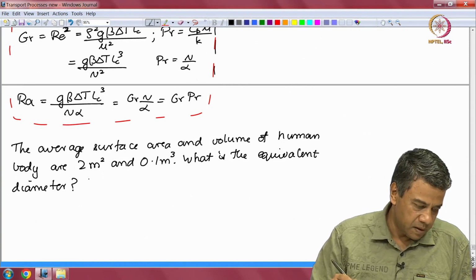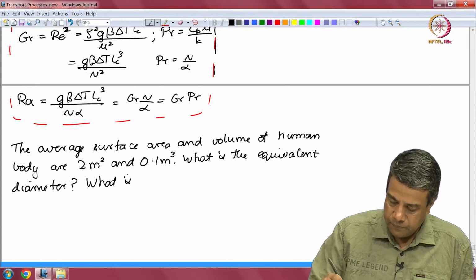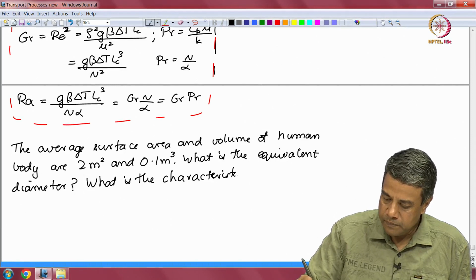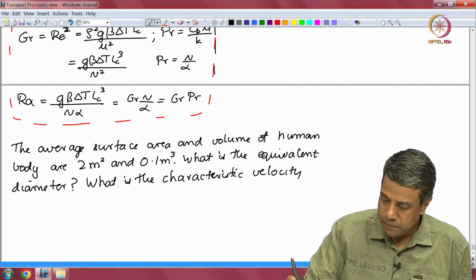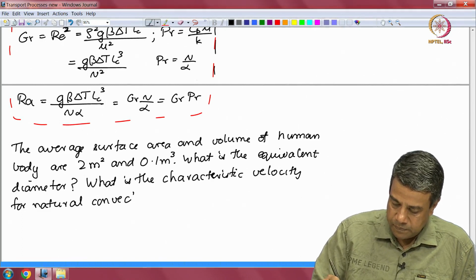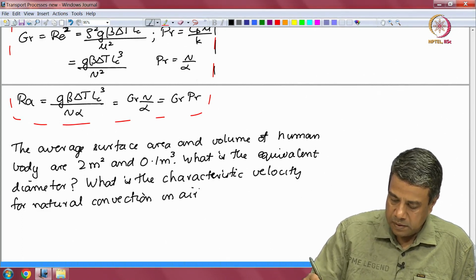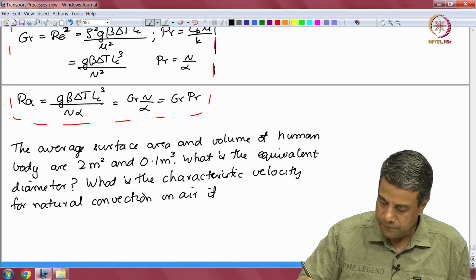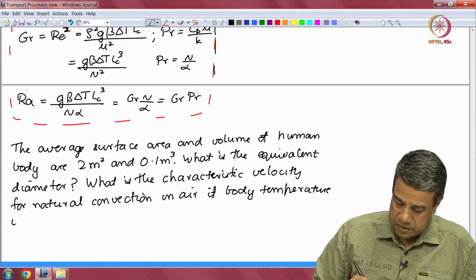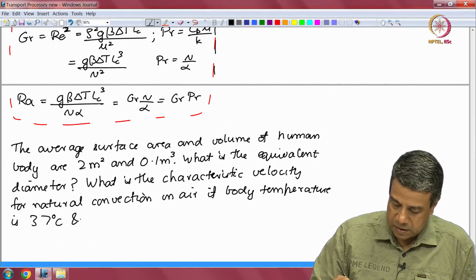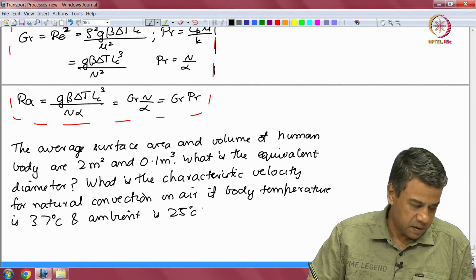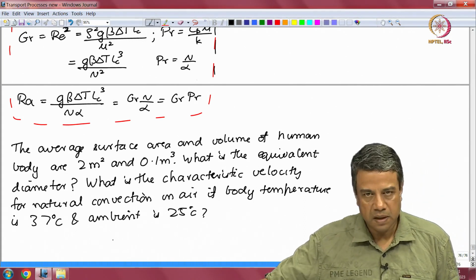And then, what is the characteristic velocity for natural convection in air if the body temperature is 37 degrees centigrade and the ambient is 25 degrees centigrade? Okay. And the properties are given.